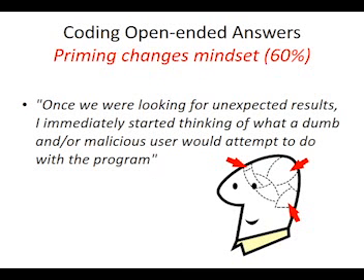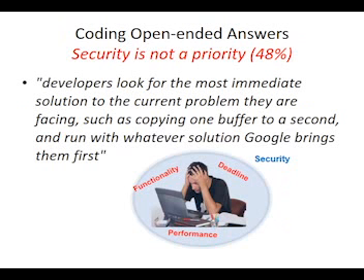48%, almost half of the developers, explicitly wrote that security is not a priority for them. And this one would say, developers look for the most immediate solution to the current problem they are facing, such as copying one buffer to a second and run with whatever solution Google brings them first. So you guys are laughing, so probably you agree with what this developer said.